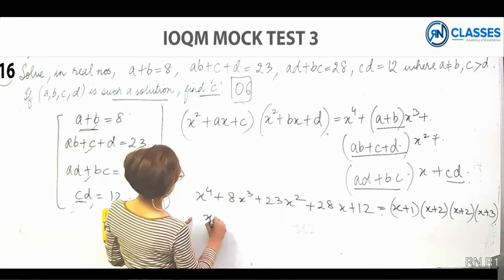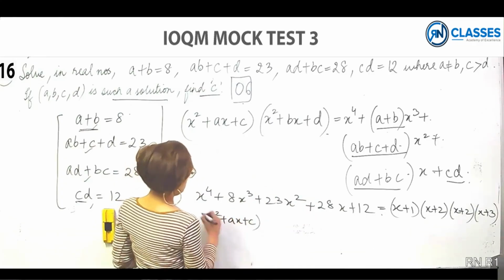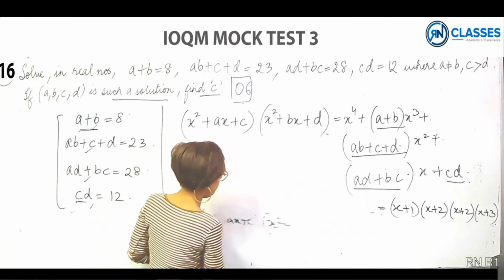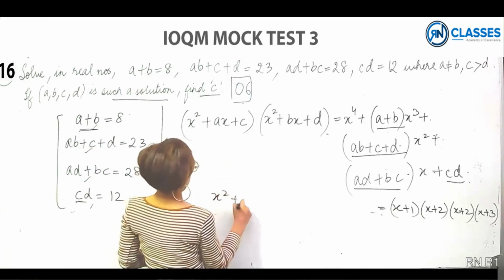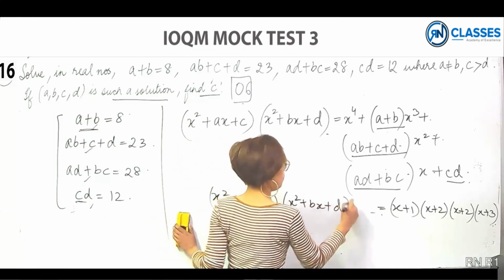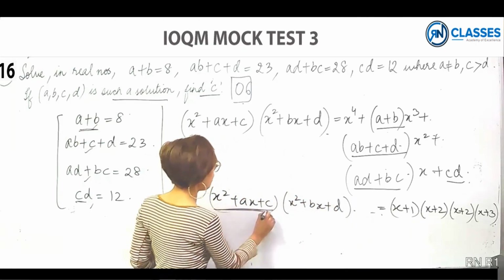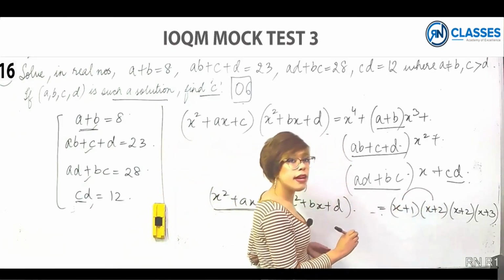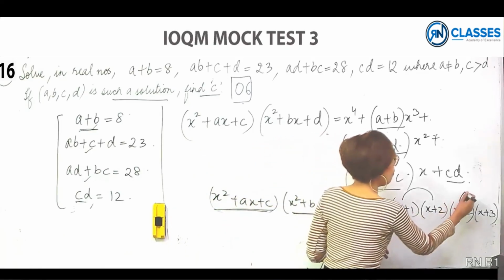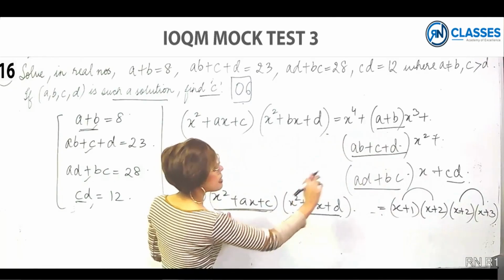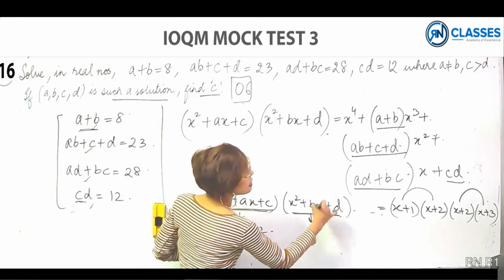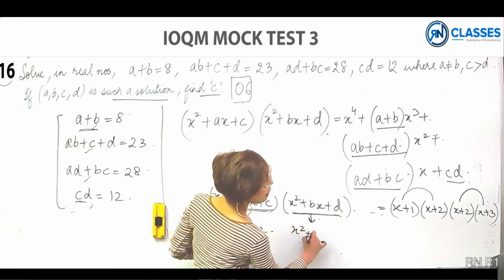So, let me see. Let me write this as x square plus ax plus c into x square plus bx plus d. If I want to find out these quadratic factors, maybe I can multiply these two. And obviously this quadratic factor will be available when I multiply these two. So this is either equal to x square plus 3x plus 2 and this is equal to x square plus 5x plus 6.